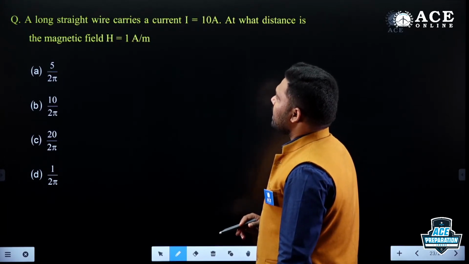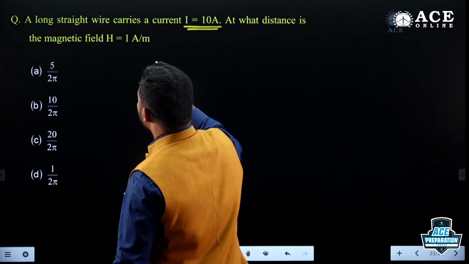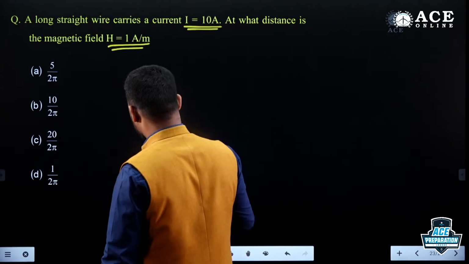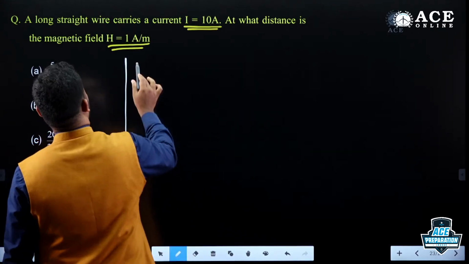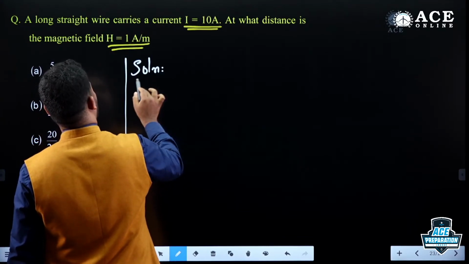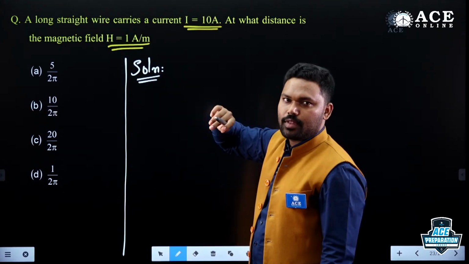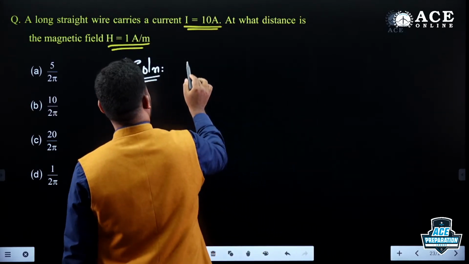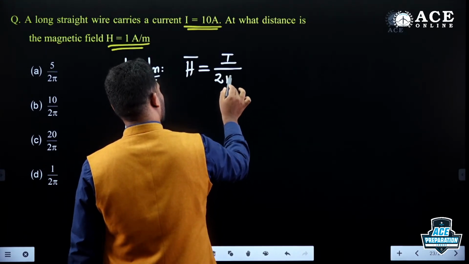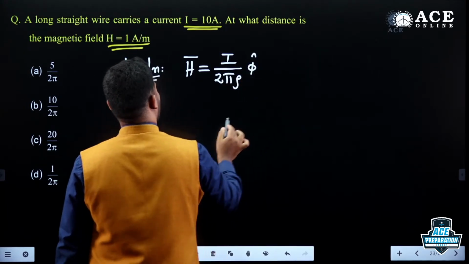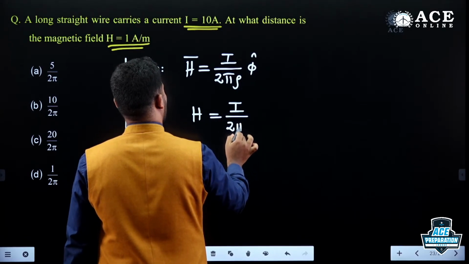A long straight wire carries a current of 10 amperes. At what distance is the magnetic field H equal to 1 ampere per meter? It is asking for the distance. For a straight long wire, you have to assume it as an infinite line. So what is the magnetic field? H is equal to I by 2 pi rho into phi cap. If you take just the magnitude, I by 2 pi rho.